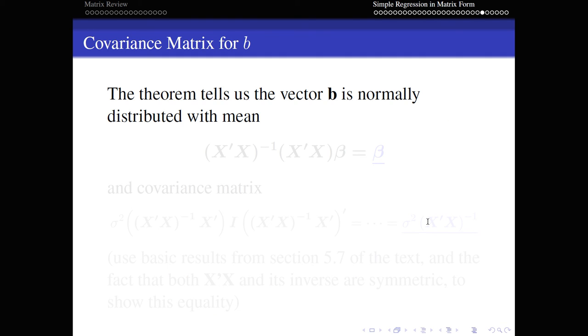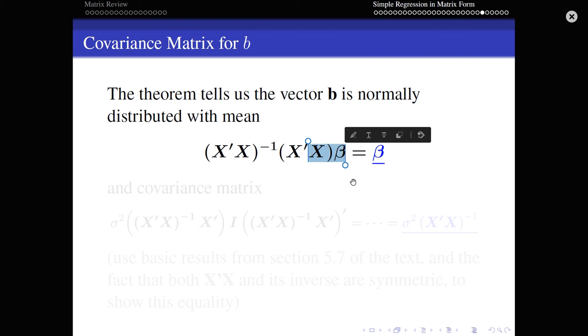Now the theorem tells us that the vector B is normally distributed. It tells us that the mean is this x transpose x quantity inverse x transpose times x beta. And if you think about this, x transpose x times x transpose x inverse, all of this ends up just being the identity matrix times beta, which just gives me beta. So the mean of the vector B is beta.